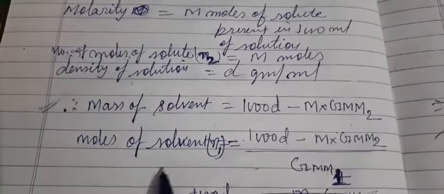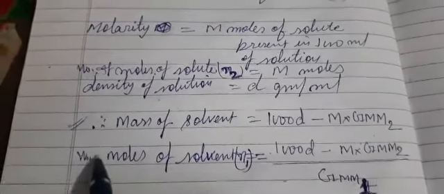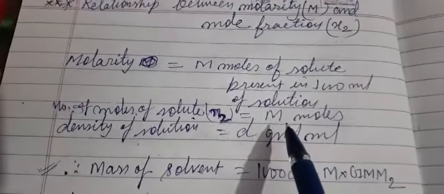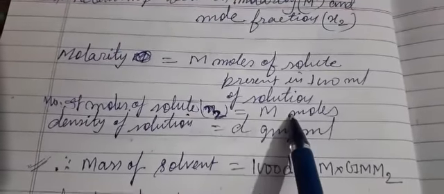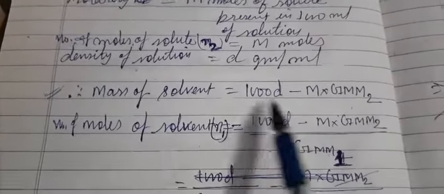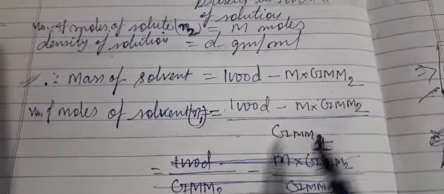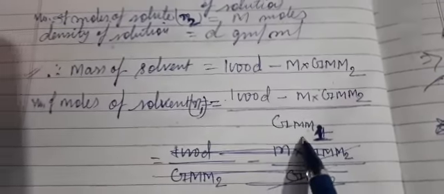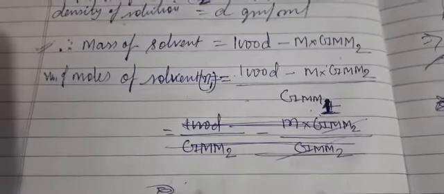And now the moles of solvent, the number of moles of the solvent. We have got the number of moles of the solute. For mole fraction we need the number of moles of the solute as well as the number of moles of the solvent. So now we need the number of moles of the solvent. How to find out? Actual mass divided by molar mass. This is the actual mass of the solvent, divided by the molar mass of the solvent. GMM1 is the symbol of the molar mass of the solvent 1.